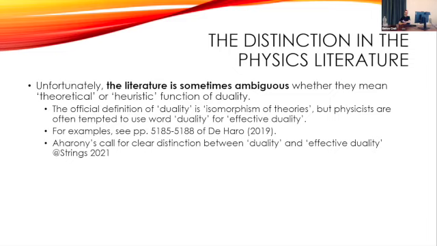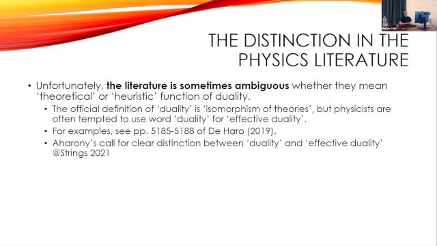Now, unfortunately, the literature is often quite ambiguous whether they mean the theoretical or the heuristic function of duality, and this might also have led to less attention being paid to the heuristic function in the philosophical literature. I should say people like, for example, Dean Rickles have mentioned it in some ways in some of his papers. So the official definition of duality is isomorphism of theories, but physicists are often tempted to use the word duality when they actually mean effective duality.